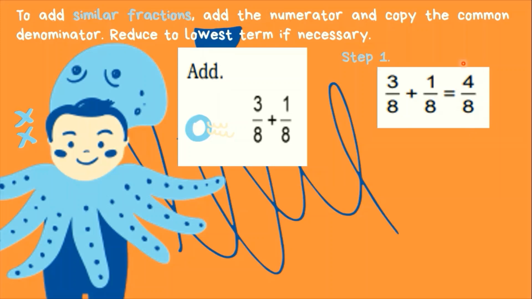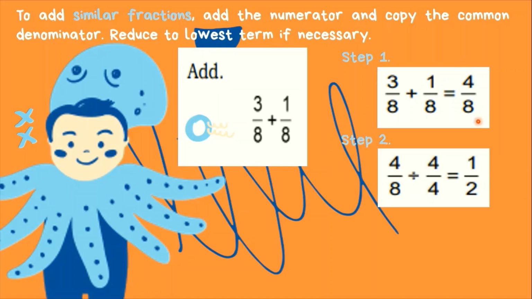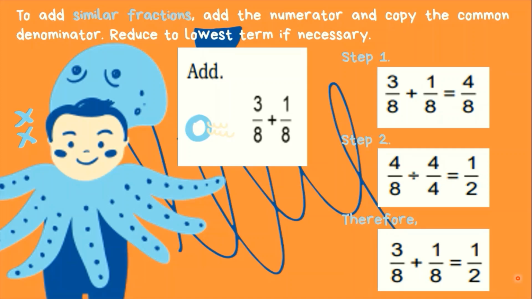4/8 ay big number pa siya, big fraction pa siya. Pwede pa natin i-reduce, pwede pang paliitin. Doon natin ngayon hahanapin yung kanilang greatest common factor ni 4 and 8. 4/8, 4 and 8, ang kanilang GCF ay 4. 4 divided by 4 is 1, 8 divided by 4 is 2. Si 4/8 pag ating ni-reduce to lowest term, ang sagot ay 1/2. Therefore, 3/8 plus 1/8 is equal to 1/2.